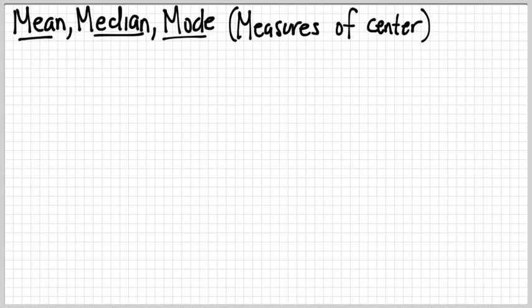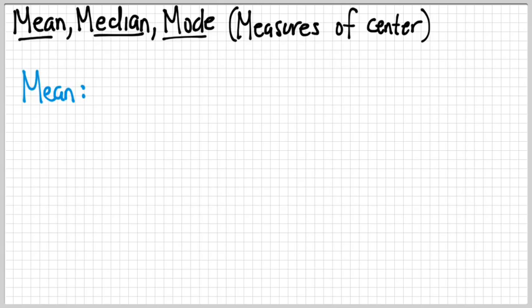We use mean, median, and mode to look at what the middle, the center values are in a set of numbers, in a set of data. Hence the name measures of center. That's why they are called that. So let's look at each one of these one at a time.